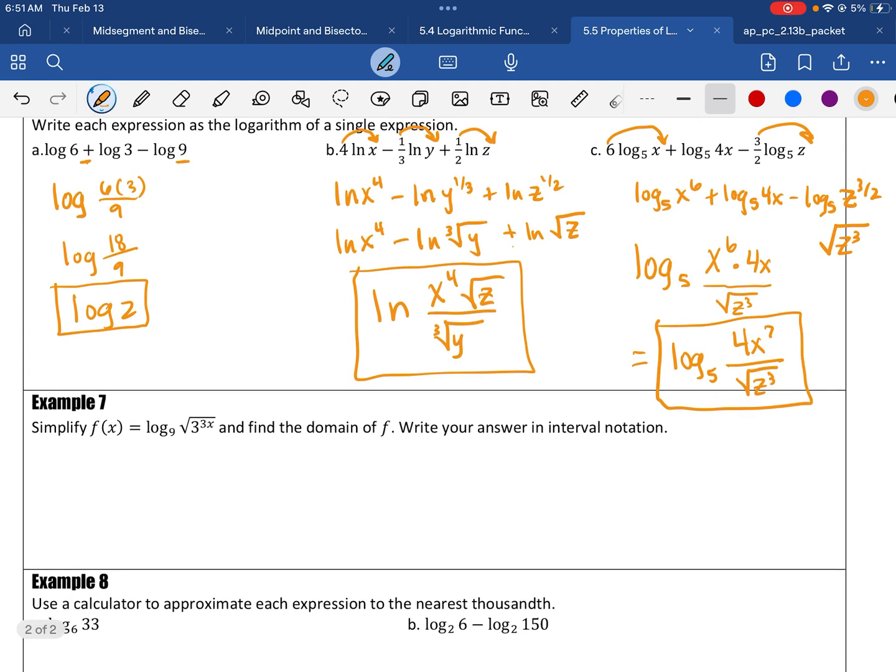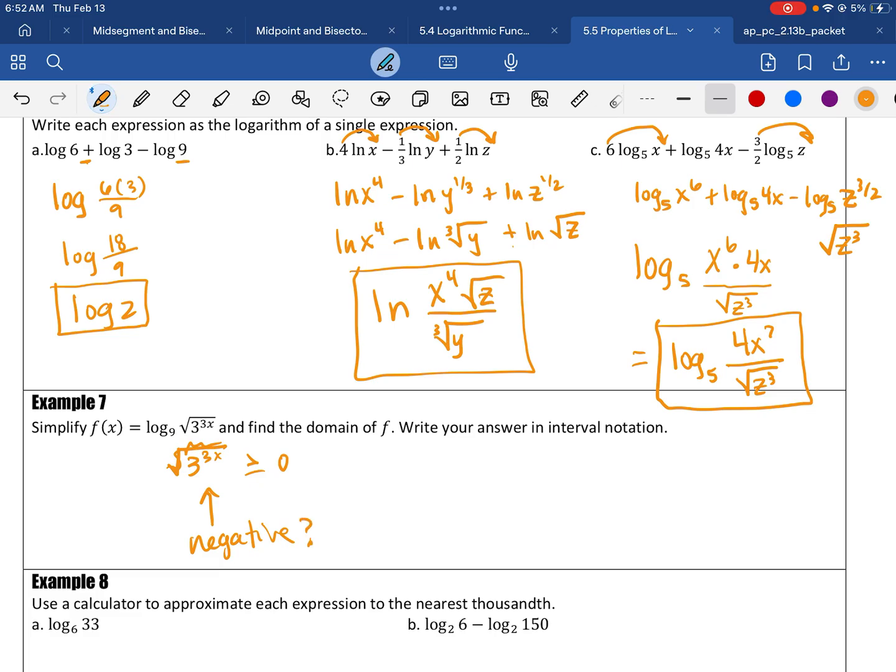Okay, next one says simplify log base 9 of square root of 3 to the 3x power and find the domain of f. Write your answer in interval notation. Okay, so first thing we need to make sure is that the square root of 3 to the 3x is going to always be greater than or equal to 0. So the only problem we have is when we have a negative underneath here. We can get rid of the square root. So 3 to the negative 3x.